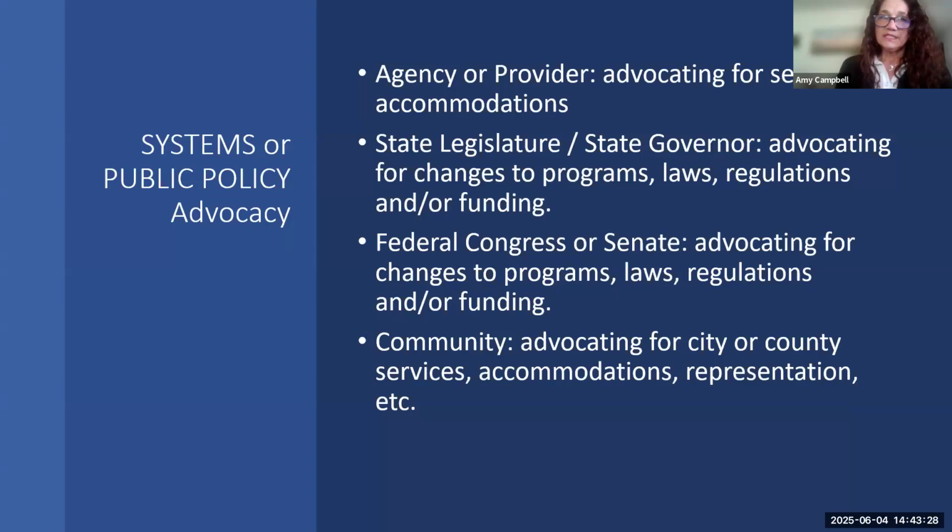So if we're focused on systems or public policy advocacy, who are we going to be advocating to? And when we talk about needing a plan for advocacy or using strategies for advocacy, the very first step is knowing who is involved. Who are the people who can make decisions about this? Who are the people that we have to interact with in order to achieve our goals? And sometimes it's one of these.